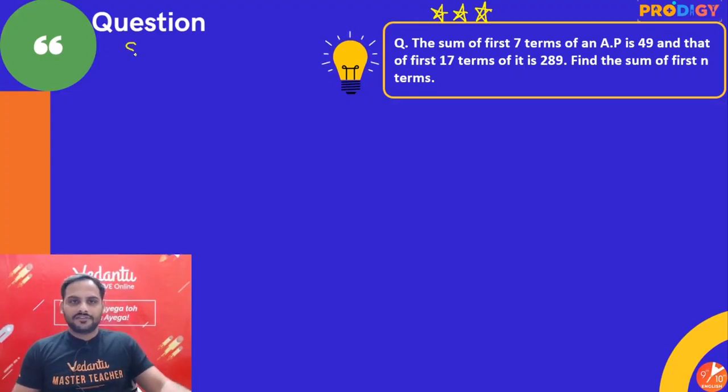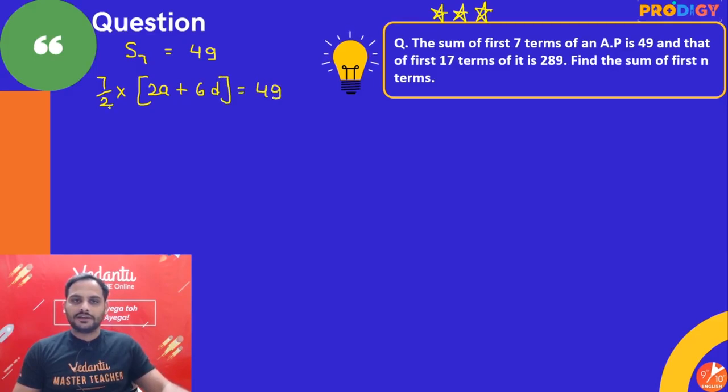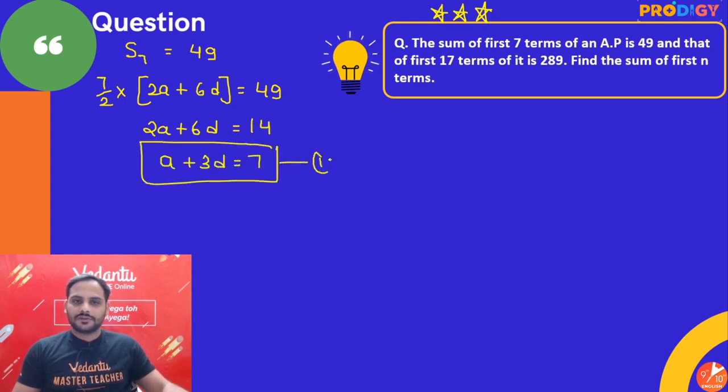So देखो बेटा, first equation I can get from here. Sum of 7 terms is 49. So I will write the equation as n by 2 into 2a plus 7 minus 1, which is 6, into d is equal to 49. Shift 7 by 2 over there. 2a plus 6d, 7 will go in division. 49 by 7 is 7, into 2, 14. You can take 2 common. a plus 3d is equal to 7. This is my first equation.